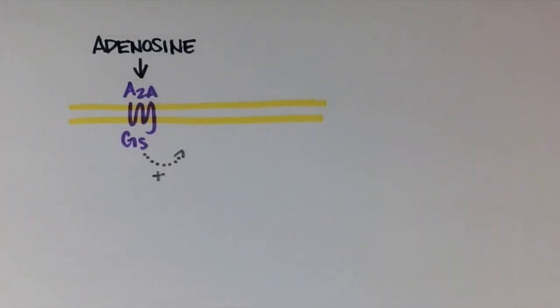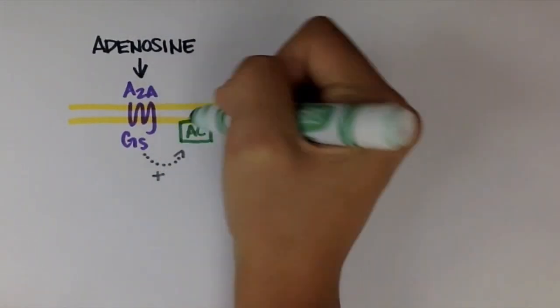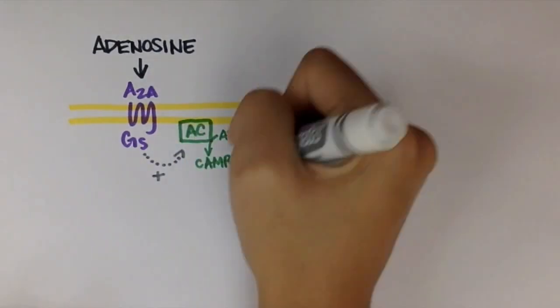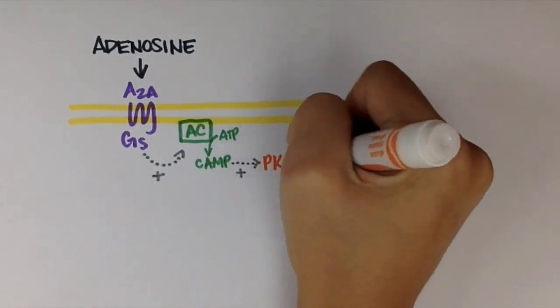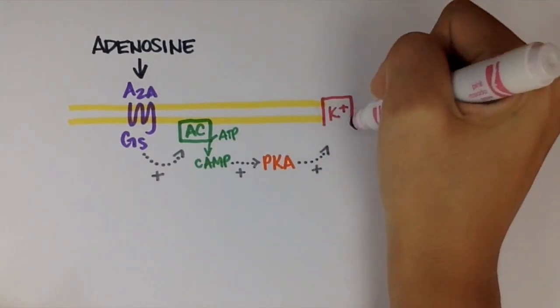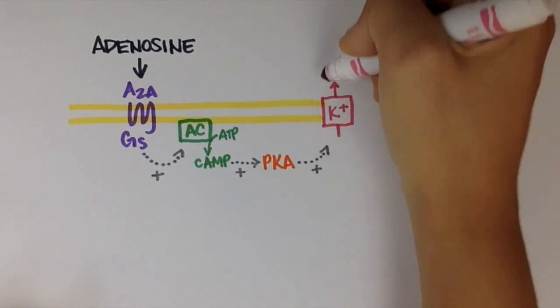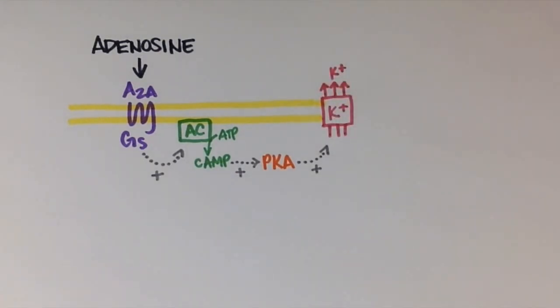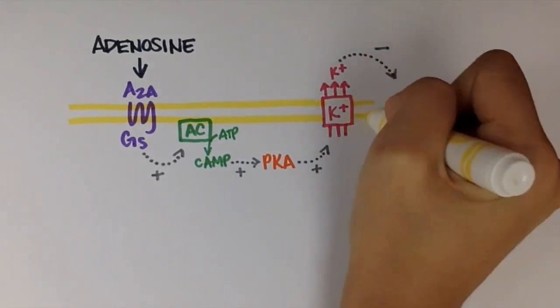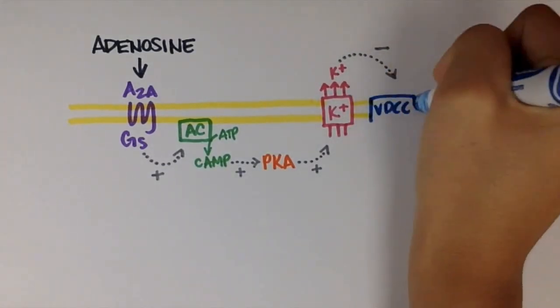Activation of the Gs pathway increases adenylate cyclase activity, which increases conversion of ATP to cAMP. cAMP activates protein kinase A. PKA causes a conformational change in the potassium channels on the membrane, leading to increased potassium permeability. The increased permeability causes hyperpolarization, which in turn closes voltage-gated calcium channels.